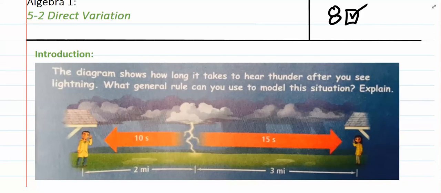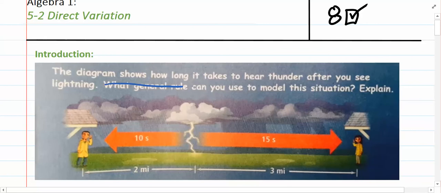So take a look at this picture. It says the diagram shows how long it takes to hear thunder after you see lightning, okay? Don't worry about this part right here. I just want you to take a look at the picture. So here's somebody over here, and they're listening. And then here's somebody over here, and they're listening. And they see lightning right about here. And this person is exactly 2 miles away, and this person is exactly 3 miles away.